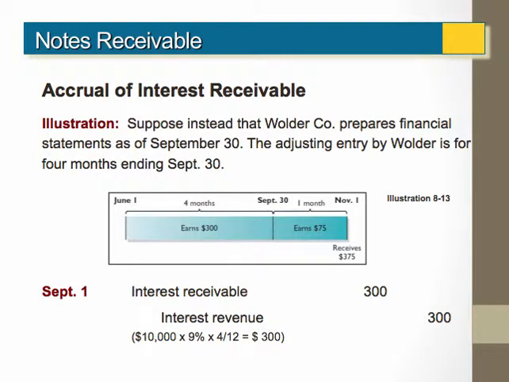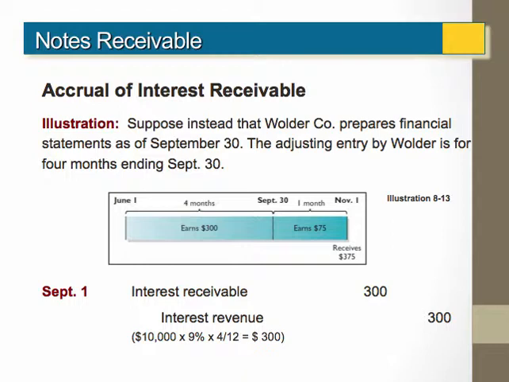Now, one problem that we run into is what happens if the note does not mature and we have the end of the year. Because of the revenue recognition principle, we still need to recognize revenues for interest even though we haven't collected on a note because it hasn't matured yet. So instead, what we have to do is recognize the interest for the period of time from the start of the note till the end of the fiscal year.